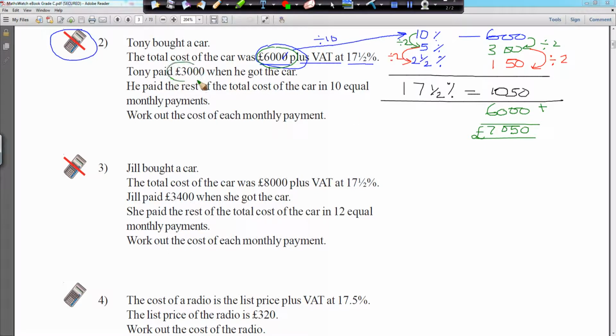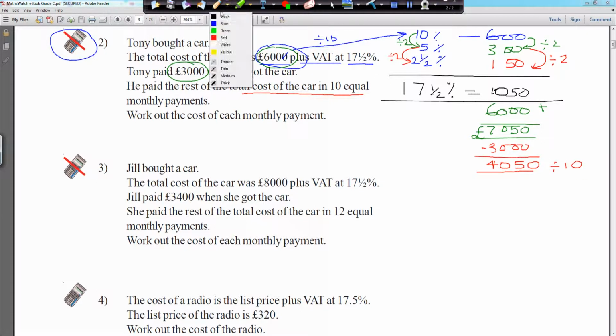Now you paid a £3,000 deposit. So you minus that from the total price. 7,050 minus 3,000 will give us 4,050. Now that has to be shared amongst 10 equal payments. Work out the cost of each monthly payment. So we've got 4,050, and we're going to divide it by 10. When we divide any number by 10, we knock a 0 off. So that will give us each monthly payment.